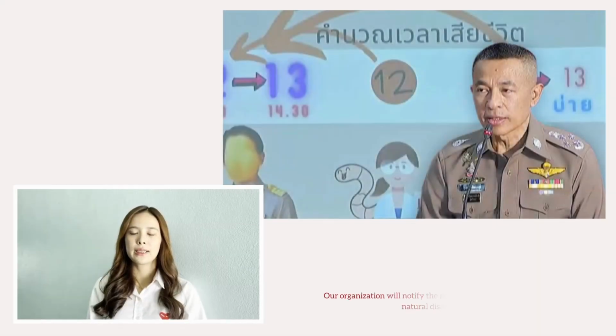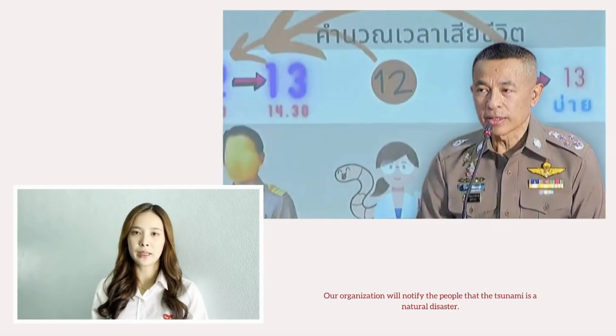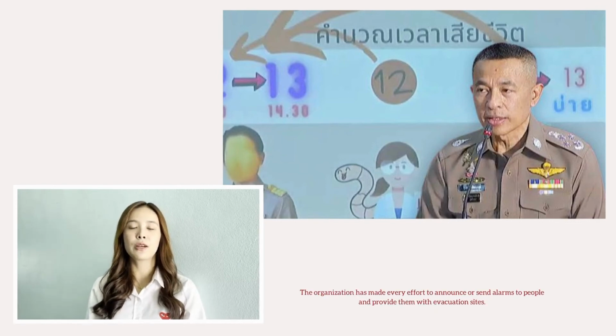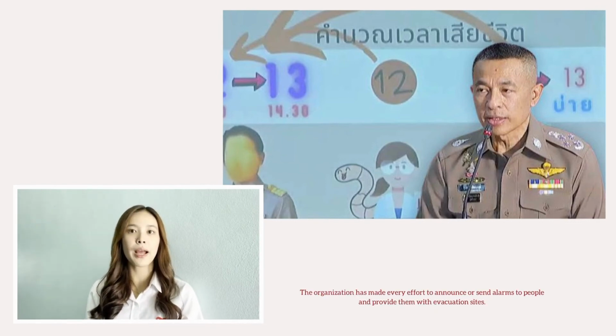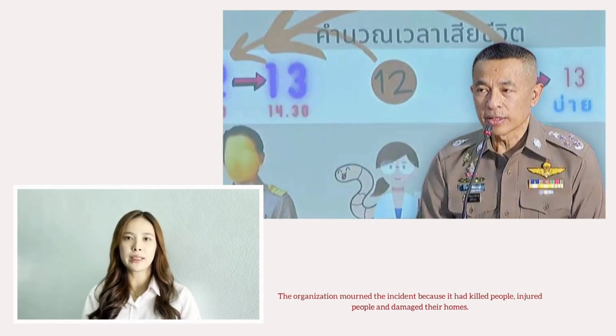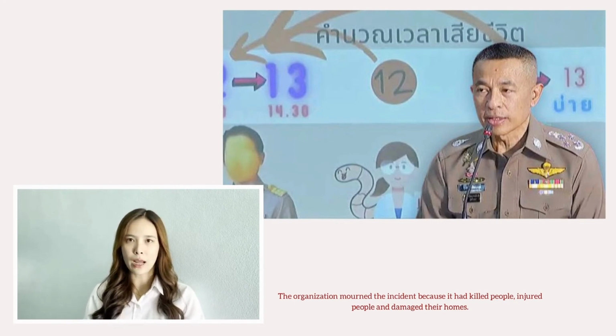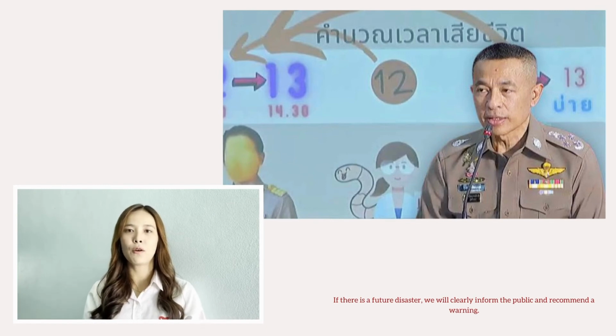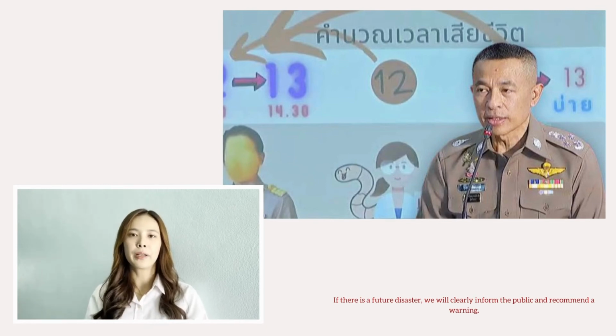Our organization will notify the people that the tsunami is a natural disaster. The organization has made every effort to announce or send alarms to people and provide them with evacuation sites. The organization mourned the incident because it had killed people, injured people, and damaged their homes. If there is a future disaster, we will clearly inform the public and recommend a warning.